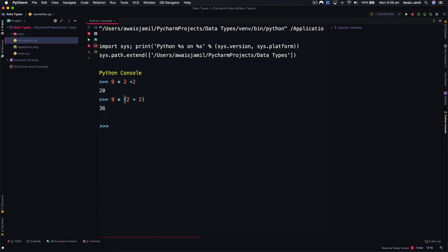Parentheses has the higher precedence. Whatever is inside the parentheses will be evaluated first. So what happened here is 2 plus 2 is equal to 4, and then 9 gets multiplied by 4. But here we don't have parentheses and we have a multiplication, which has a higher precedence than addition. So it multiplies 9 by 2, which becomes 18, and then it adds 2 to it, which becomes 20.